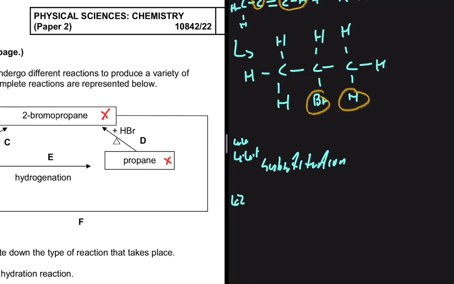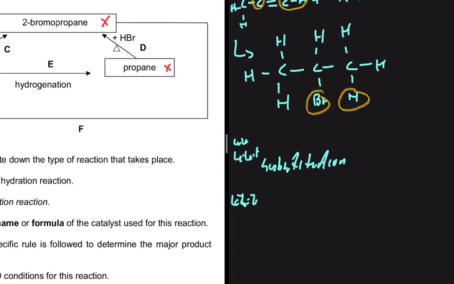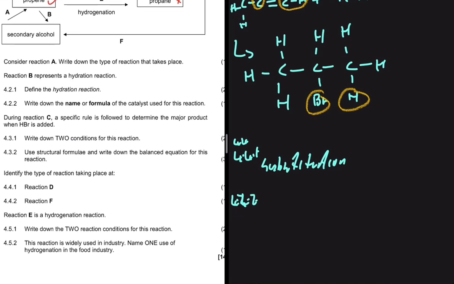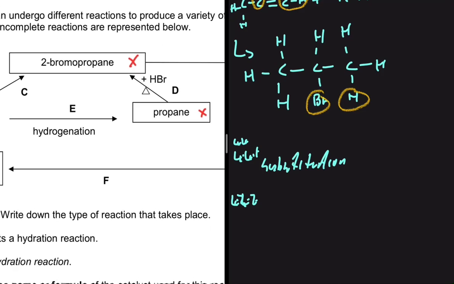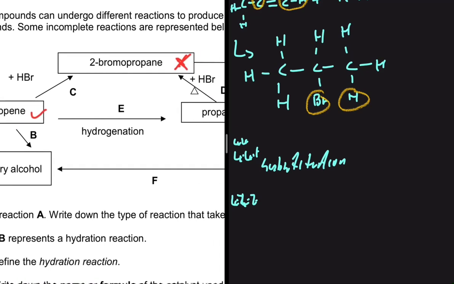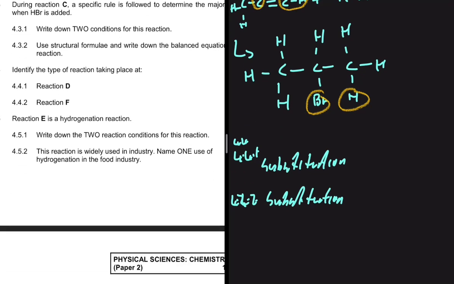And then 4.2, which reaction are we interested in? We are interested in reaction F. In reaction F, do we start with an alkene? The answer is no. Do we end with an alkene? The answer is still no. So again, that is a substitution reaction. It cannot be otherwise.